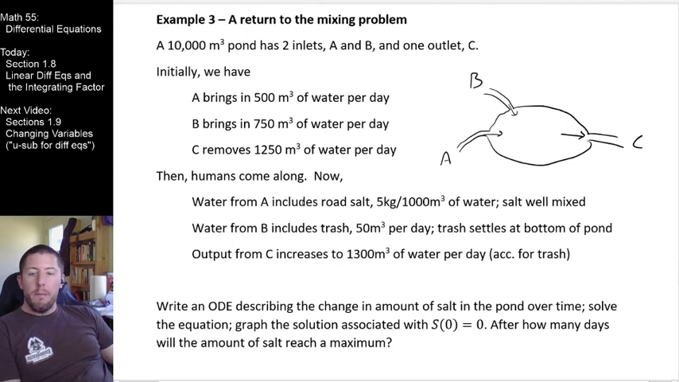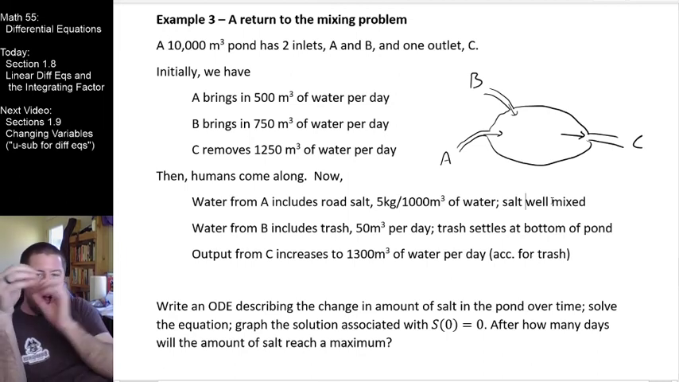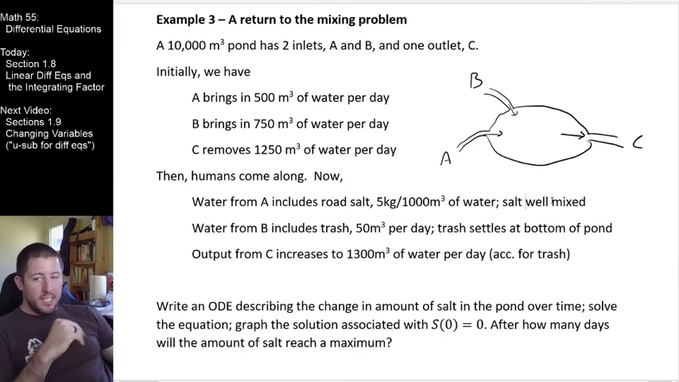Okay, so water from A is going to include road salt. And it's going to have 5 kilograms of road salt for every 1,000 cubic meters of water. And we're going to go ahead and do the thing that we sort of always have to do and assume that this is a homogenized mixture, that it's well mixed, that it's not all sitting near A. Certainly this gets into a much, much bigger mixture problem in that there's probably not going to be a uniform distribution in the pond. We're assuming that once the salt gets into the pond, it's all well mixed. Otherwise, this is going to be kind of beyond our grasp here.